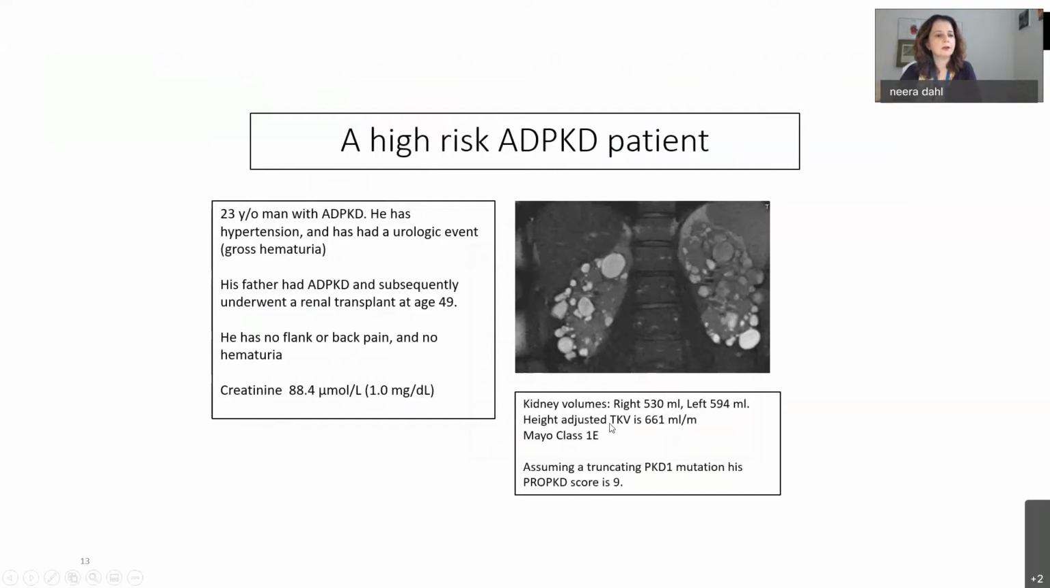And his kidney volumes are given here. The right kidney volume is 530, the left 594. This gives us a height-adjusted total kidney volume of 661 ml per meter, which is a Mayo classification of 1E. And the other way of assessing risk is by looking at something called the pro-PKD score. So given this family history, he's likely to have a severe PKD1 mutation, and that would give him a high pro-PKD score.